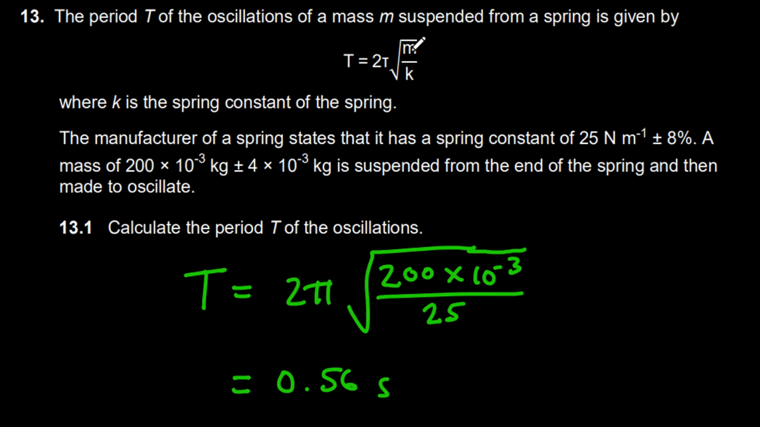Now, recall that the rule says when we divide quantities, then the way in which we combine the uncertainties is by adding the percentage uncertainties. So we need to add the percentage uncertainties of m and k. We already have the percentage uncertainty of k. We just need to find the percentage uncertainty of m. So let's do that.